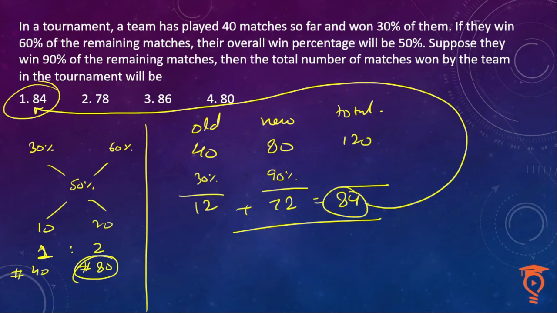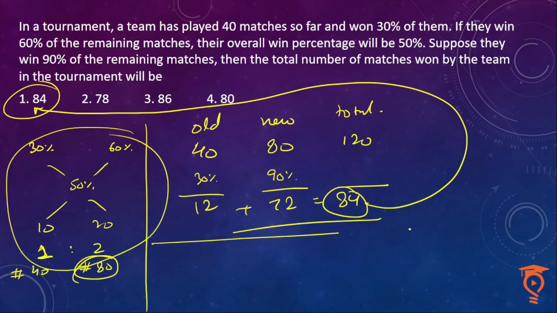You could have avoided allegation if you find it really difficult, and you could have solved it by making equations. 30% of 40 is 12, then let the number of new matches be x, so 0.6x plus 12 equal to, and so on. That you could do, but I would sincerely advise you to learn allegation in case you do not know it. It's a very powerful technique, a very time-saving technique, and gives you an amazing perspective of what average does and how average is present even where the term average is not used literally.